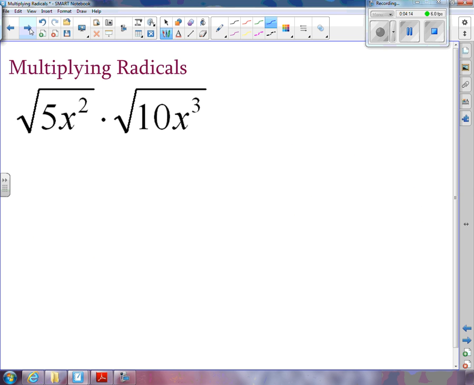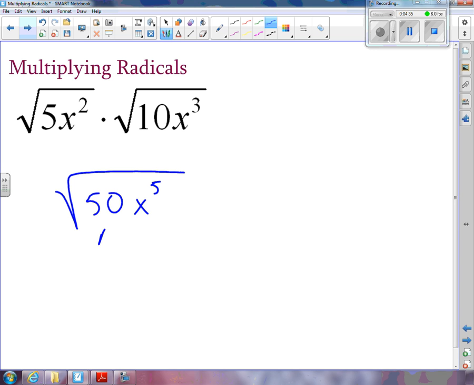So now let's just try to do a couple of examples where we have a variable under the square root. Just like before, all you have to do is multiply everything together. You do not need to have the same thing under the radical in order to multiply radicals. So here, I'm going to multiply this to combine to 50x to the 5th.